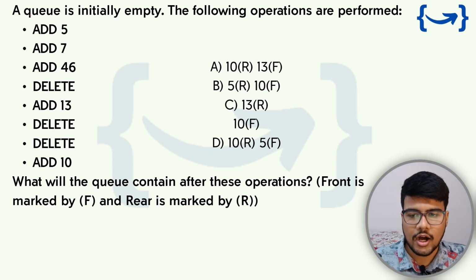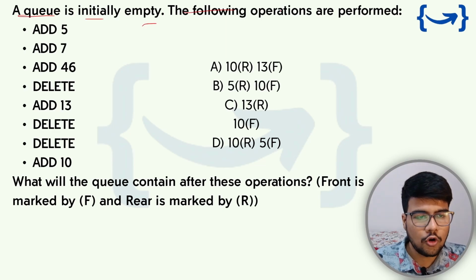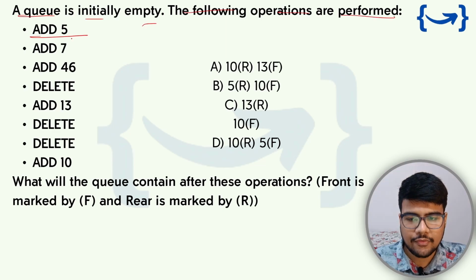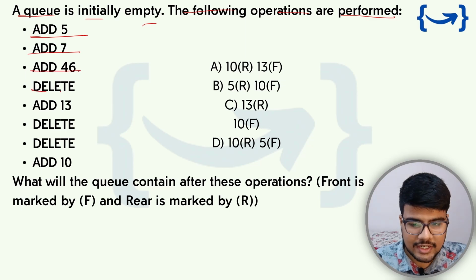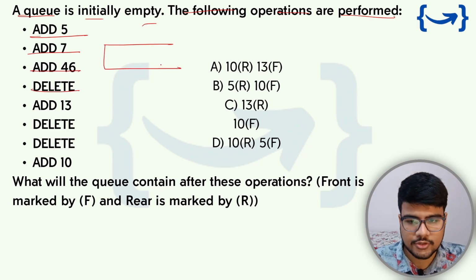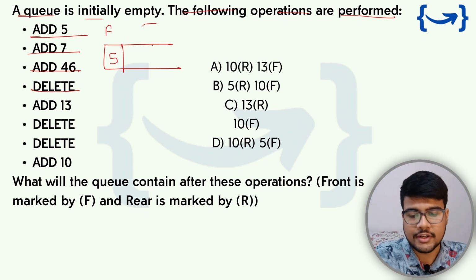Okay, a queue is initially empty. The following operations are performed: add 5, add 7, add 46, delete. Let me create a queue as well. Okay, so add 5. So this is the front. Now we always append everything on the rear end.